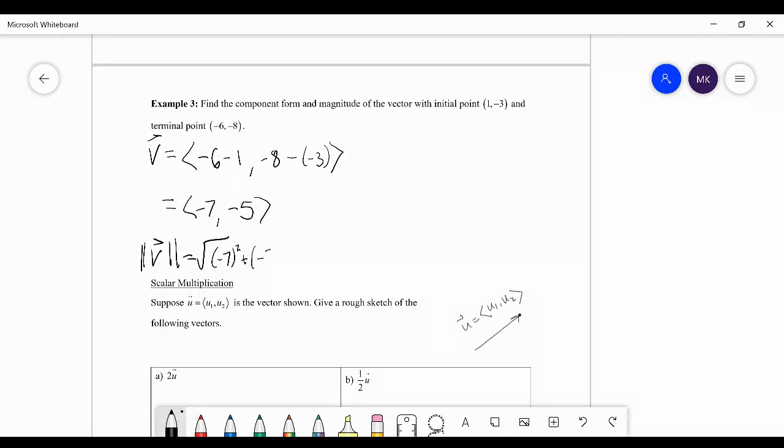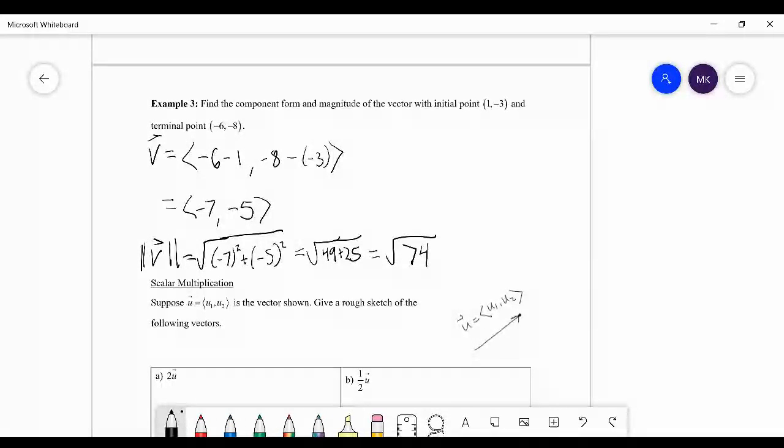squared plus -5 squared, which is the square root of 49 plus 25, is equal to the square root of 74. Okay, that's it. We don't need to rationalize or factor anything out of here or do any of those square rooty things. Really, when we get magnitude, just leaving it like that is perfectly okay.